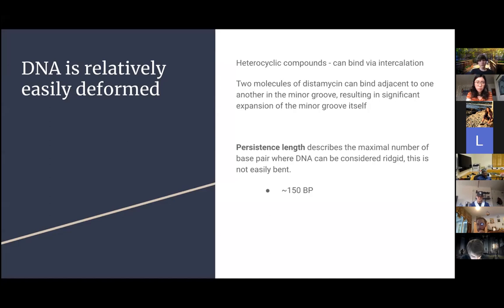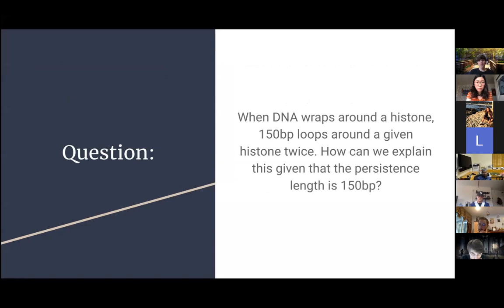So I do have one question relating to this: when DNA wraps around a histone, 150 base pairs will loop around a given histone twice. How can we explain this given that the persistence length is 150 base pairs? Do any of you have answers to this or any ideas?